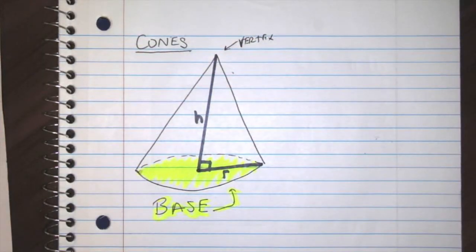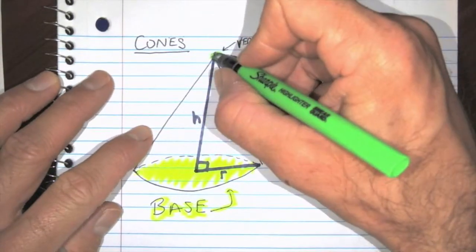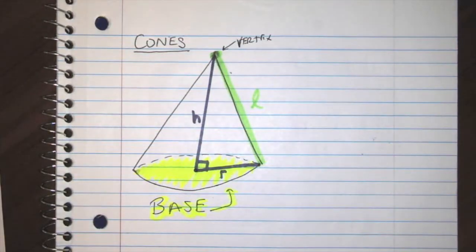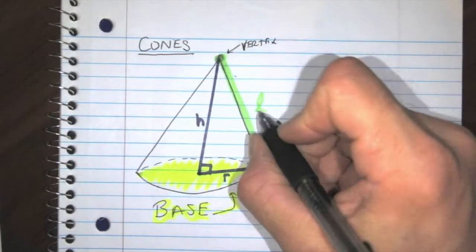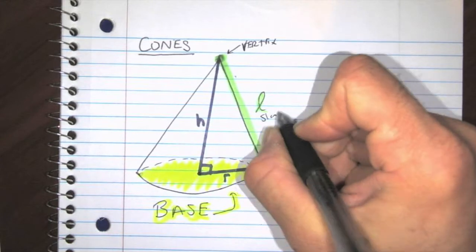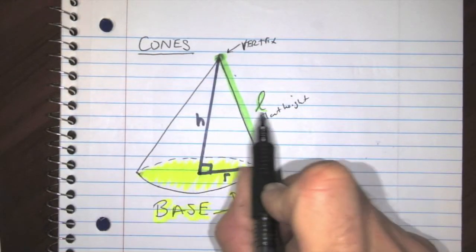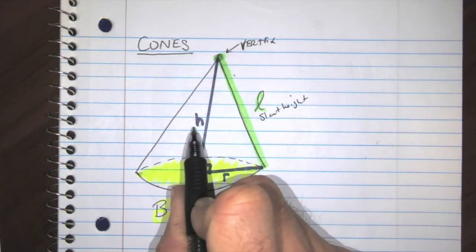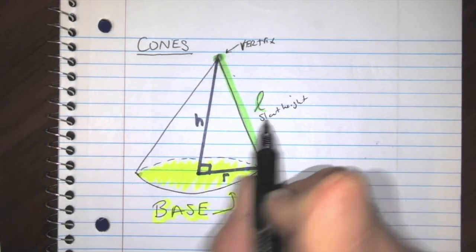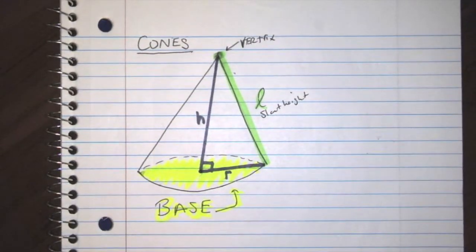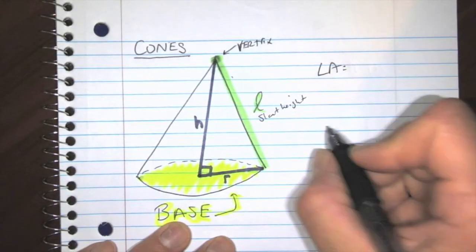And just like what we had on pyramids, when you go from the top vertex and come all the way down, that's your slant height. I'm going to write that in. Super important. This is your slant height. That's your height. That's your slant height. That's the height of the cone. That's the slant height of the cone. And that's really all you need, folks. I'm going to give you the equations.